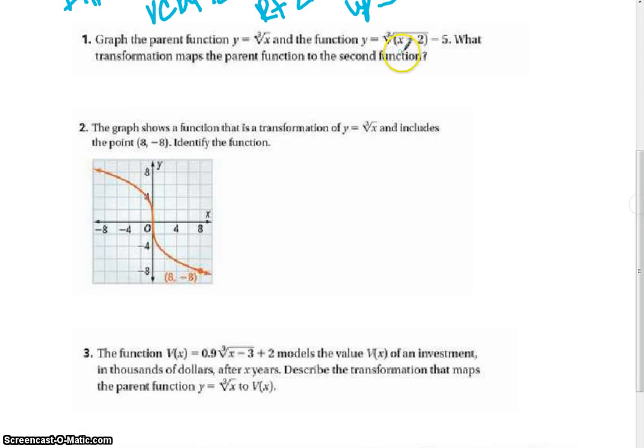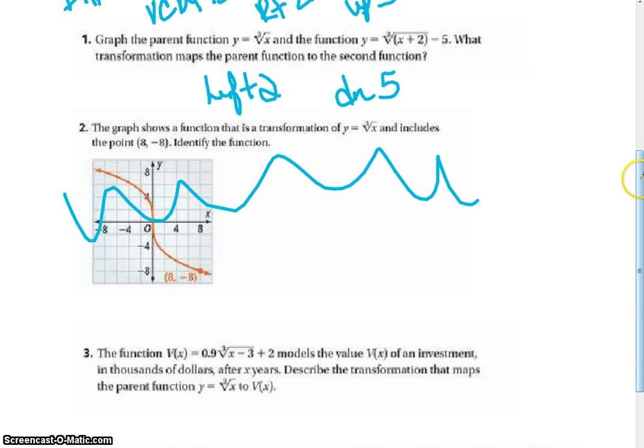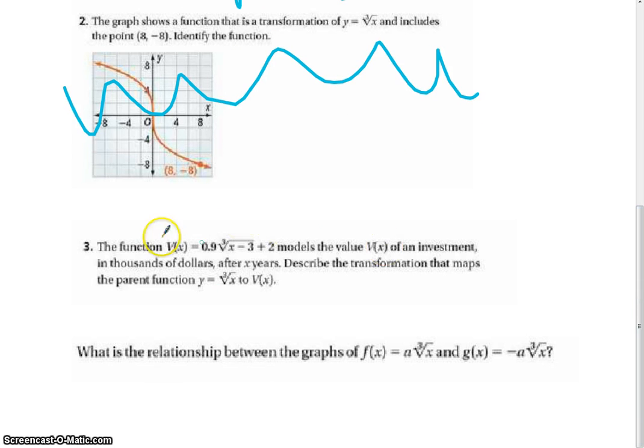On the next one, we have a plus 2 in there that's going to send it to the left 2. Minus 5 at the end, that's going to send it down 5. We're going to omit the next one. Moving down to number 3, we have a 0.9. It's not a fraction, but it is a decimal. Therefore, that is a vertical compression by 0.9. Be careful. Don't let that trick you. Minus 3 in there is going to send it to the right 3, and plus 2 is going to send it up 2.